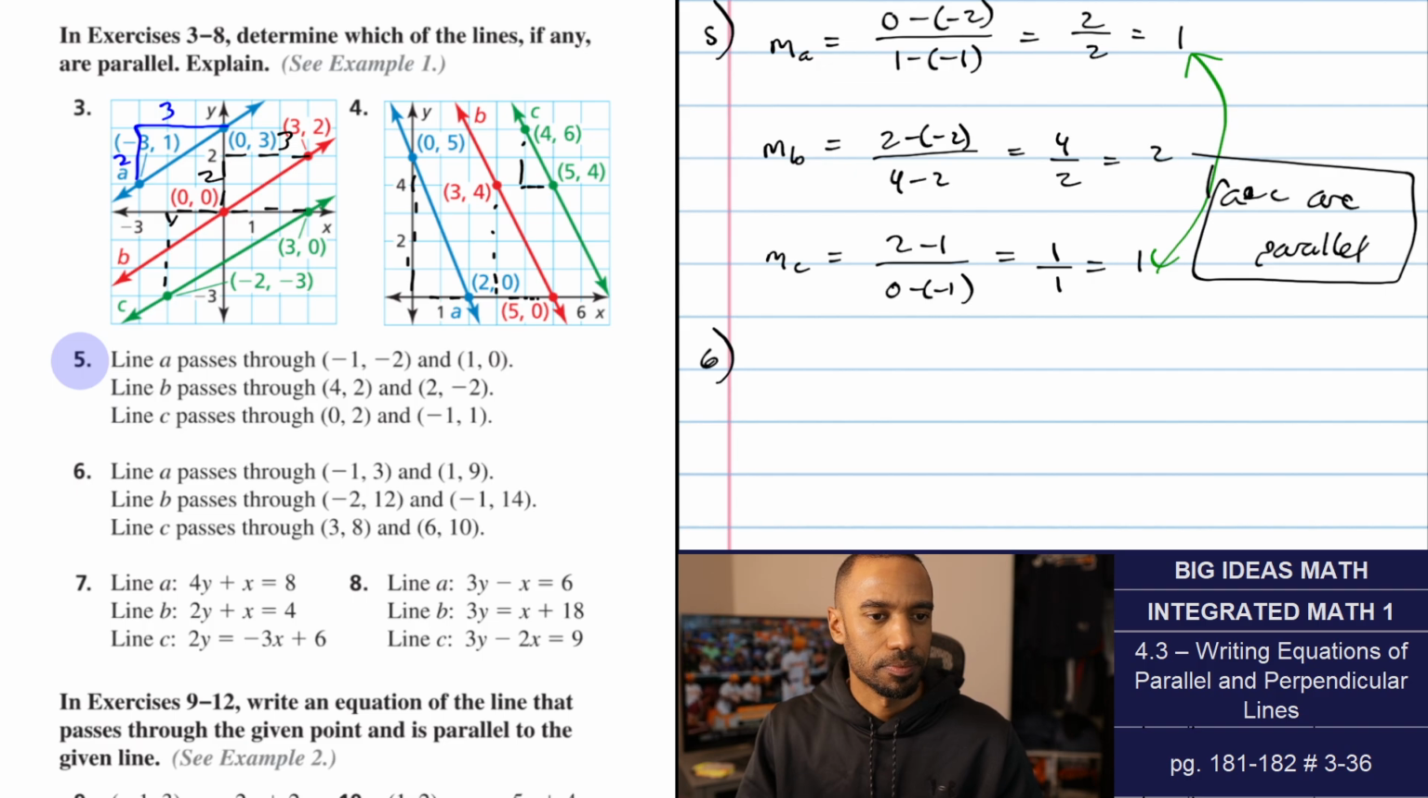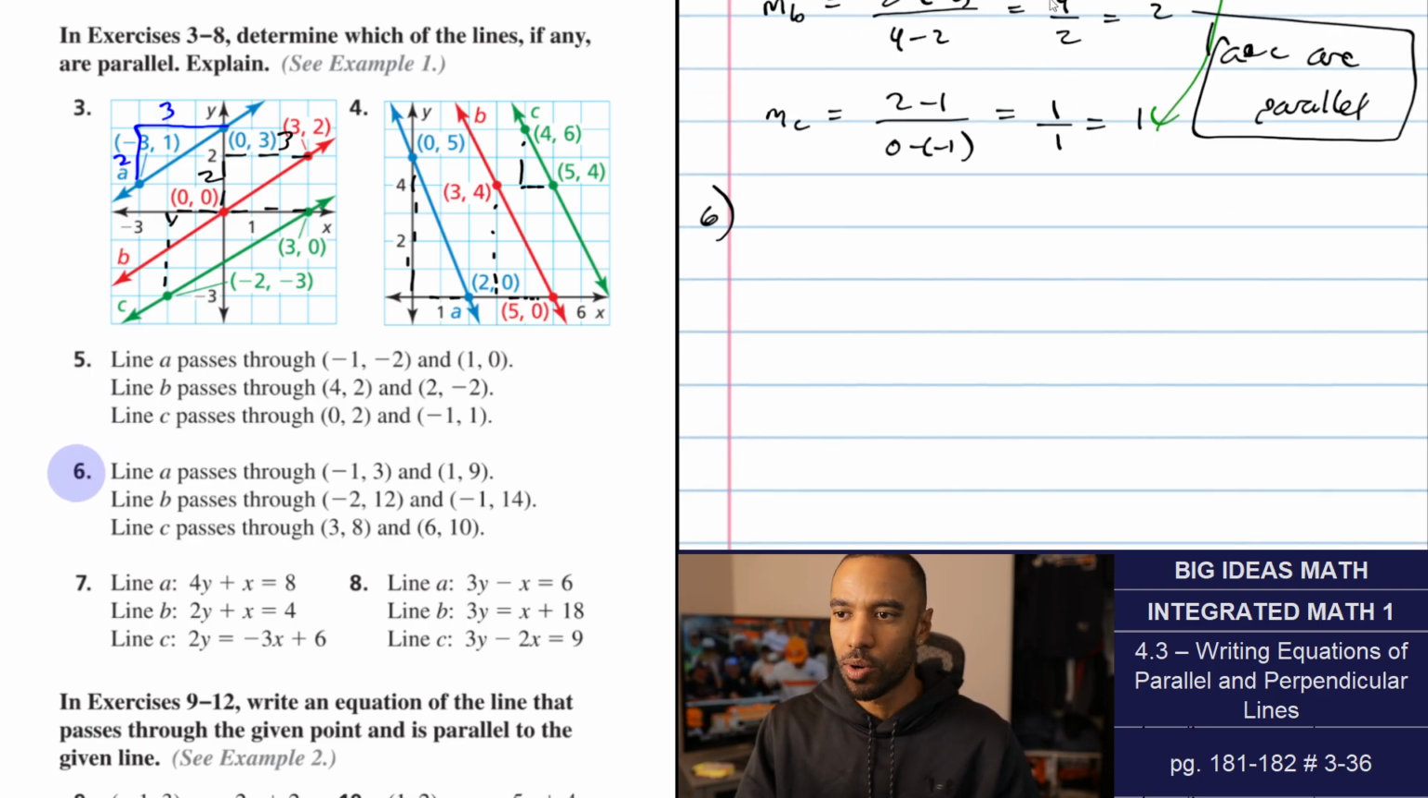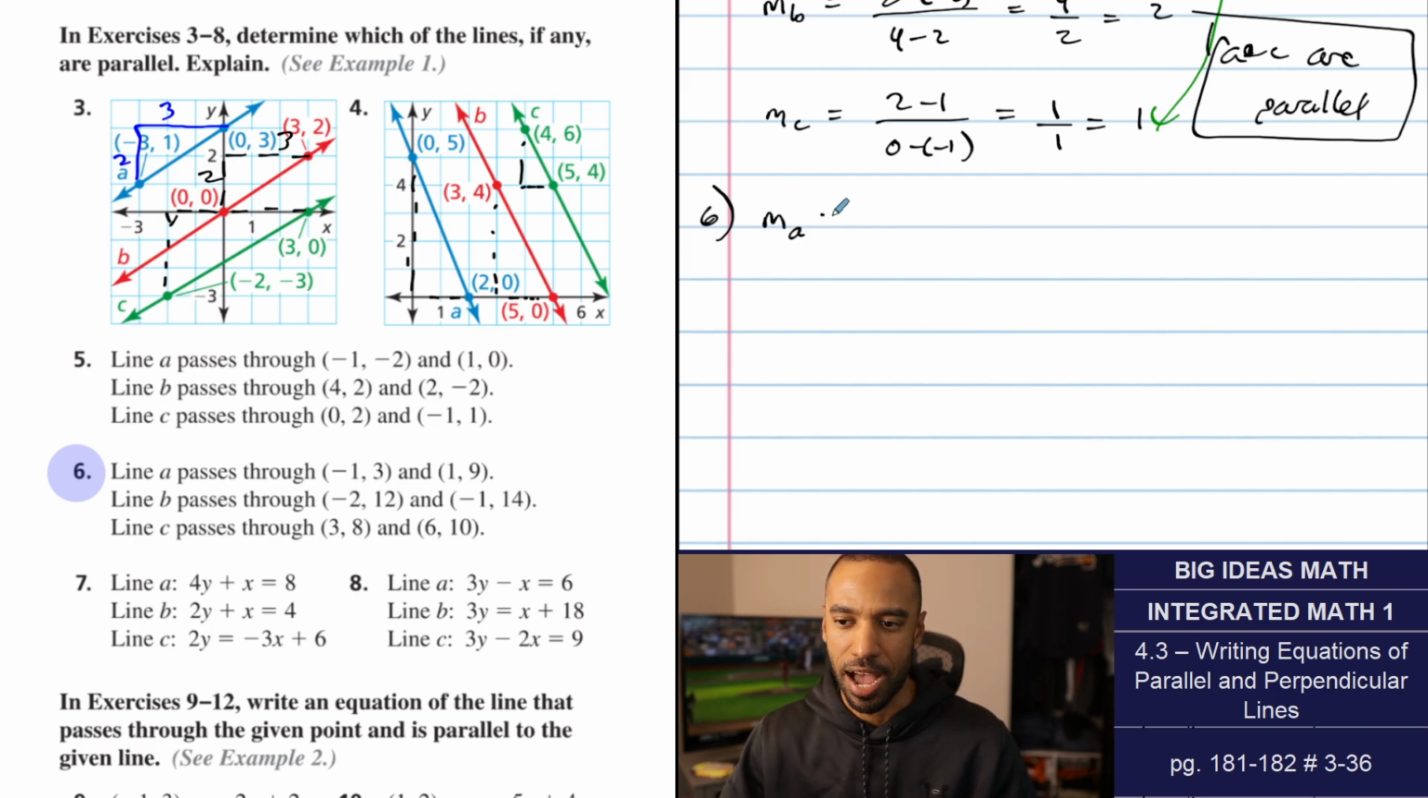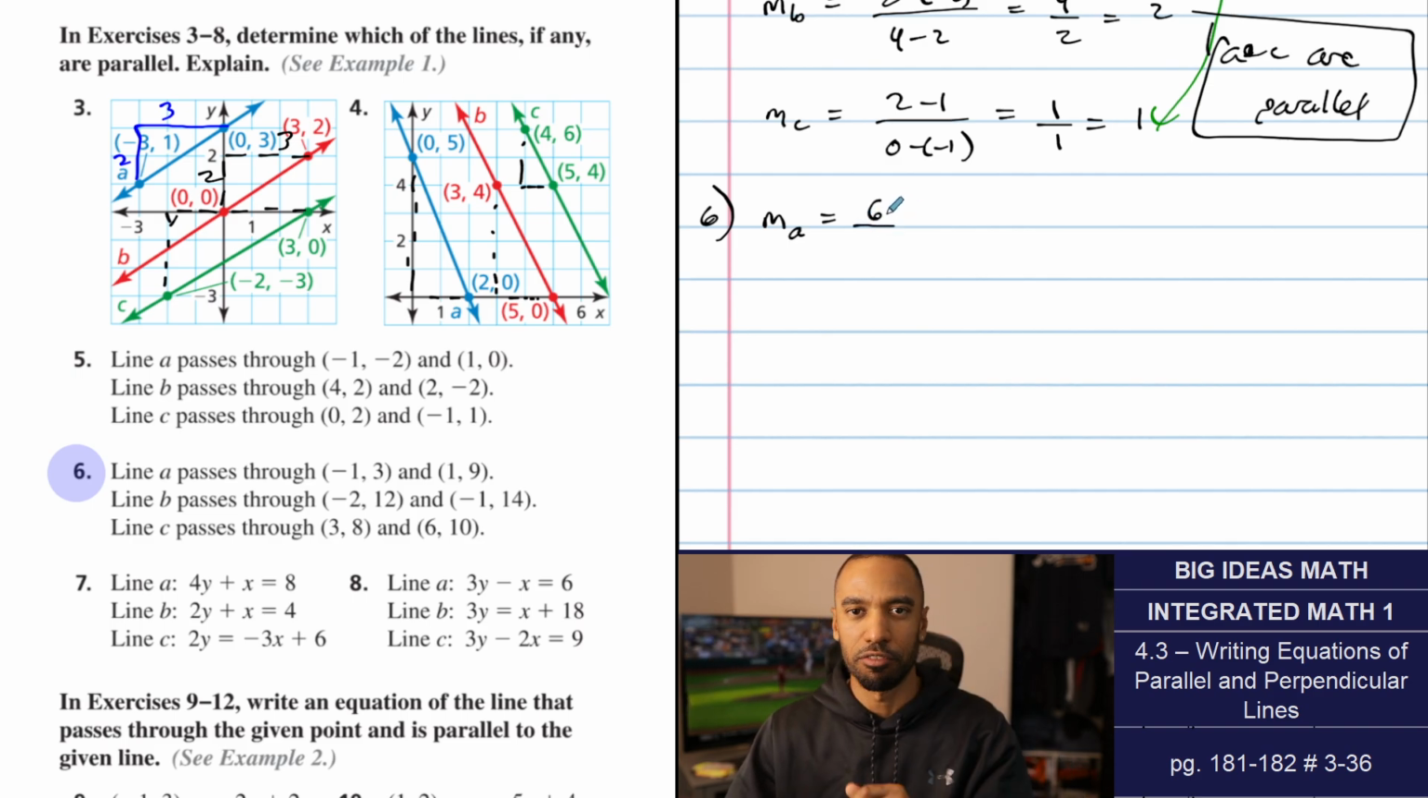Number 6. Slope of line A. Let's try this one in our head from what we have. We're rising from 3 to 9. That is a rise of 6. We're running from -1 to +1. That's 1, 2. 6 over 2 is 3.